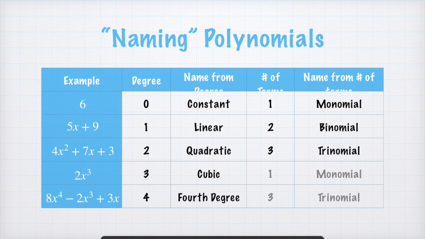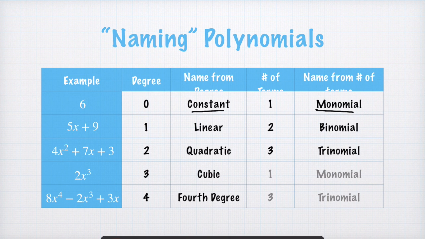I'm sorry that this cut off a little bit. It looks a little bit better on the notes, and I'll give you those. But here's a nice little table. Up here we have the example, and on that side are some examples for us. Then we have our degree, the name from our degree, the number of terms, and our special name from the number of terms. So for this one, we have 6. We know that 6 is a constant, which has a degree of 0. Since it has a degree of 0, it's constant, and since it only has one term, it is a monomial.